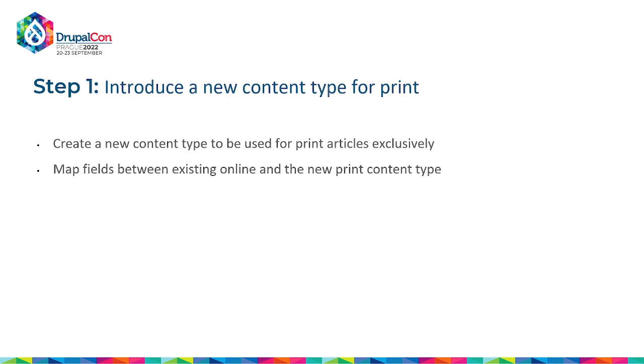So we said that the online content type and the print content type would basically have mostly the same fields. And for all the other fields, we introduced a mapping. I will explain later what the mapping is good for. With this mapping, the machine names can be different, and all the fields for print and online can be very different.